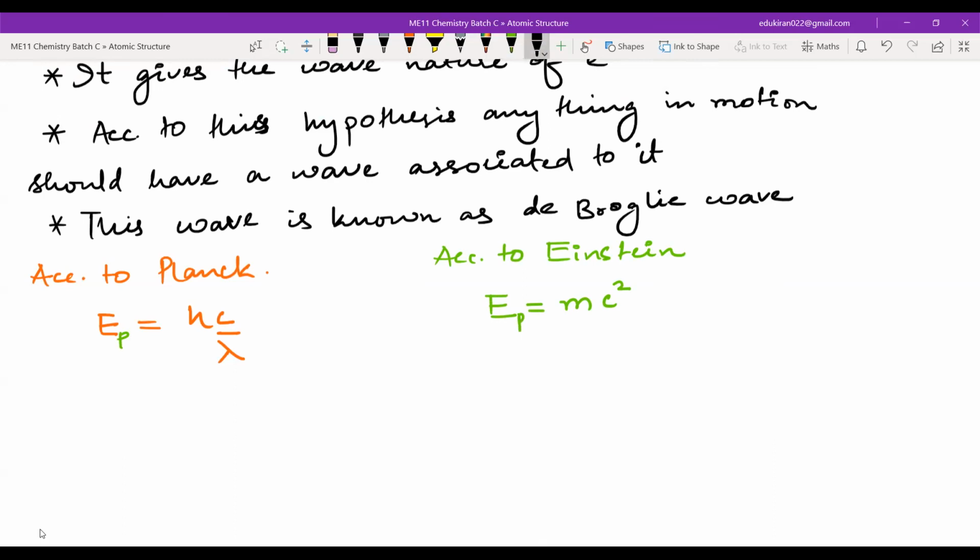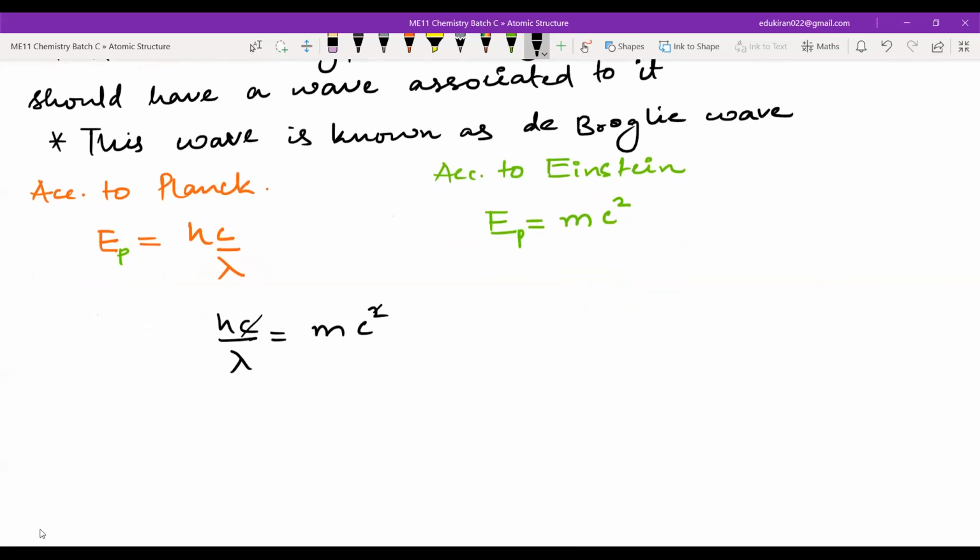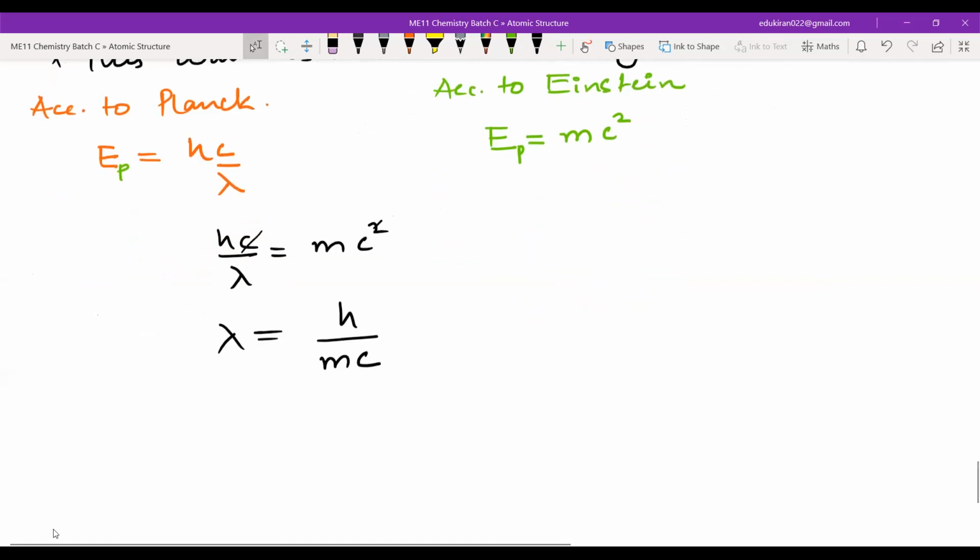He said that I can equate both of these things. So hc upon lambda is equal to mc square. Now we will eliminate the c and the square here, and from here we get that lambda is equal to Planck's constant upon mc, right? Now this was all about photons. Why did he extend this to any object other than photon?